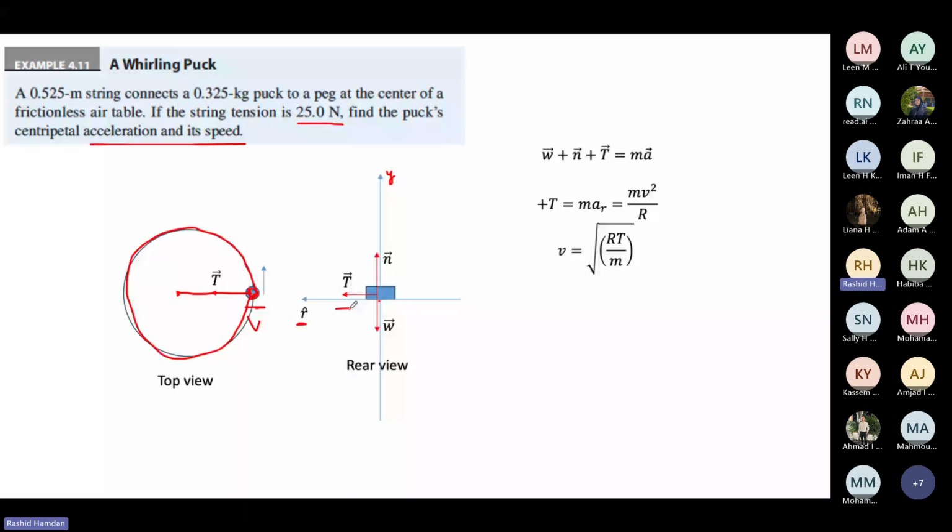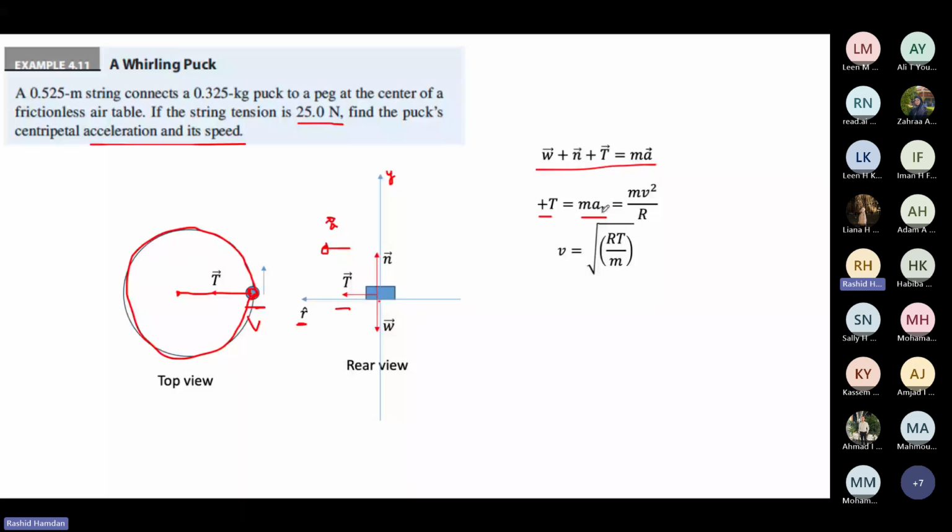Now I write Newton's law. I get W vector plus N vector plus T vector equal to m a vector. So when I project on the R axis, I get plus T equal to m a_R. But a_R, the acceleration, has to point toward the center, so its R component is positive. So it is m v squared over R. So first here I can find the acceleration.